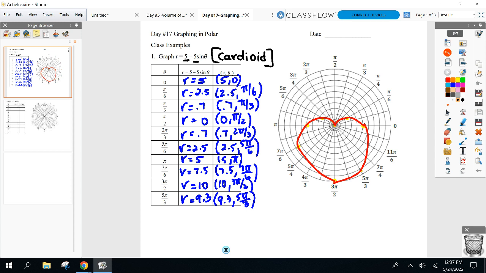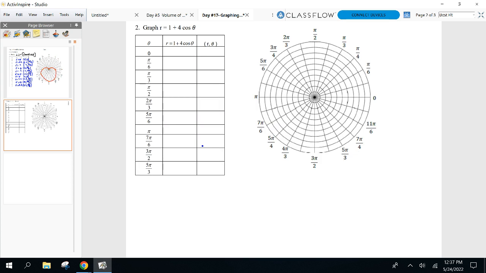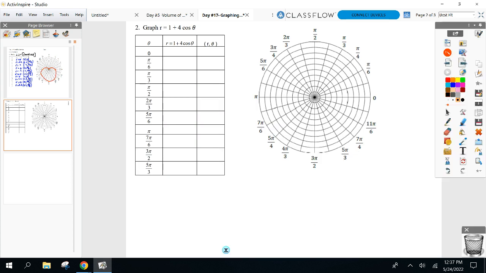All right, what happens if they don't match? You don't get a cardioid. You get something else. So this one's a little bit more involved. Definitely got to keep track of your points here. So now I got a 1 and a 4 there, but it is cosine, so guess which axis I'll probably be on? The right or the left side? Good call. Right side of the x-axis. All right, let's see what this looks like.